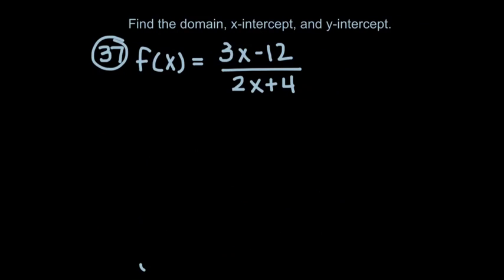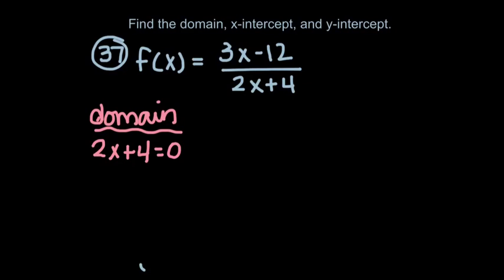For this problem, I am asked to find the domain, the x-intercept, and the y-intercept. To find the domain, I have to consider that the domain is all real numbers, and then remove any numbers which put zeros in the denominator of a fraction or negatives under a radical. I don't have any radicals, so I don't have to worry about that. But I do have this variable in the denominator, which is 2x plus 4 is my denominator. So to find out what value I need to remove from the domain, I'll take the 2x plus 4 and set it equal to 0.